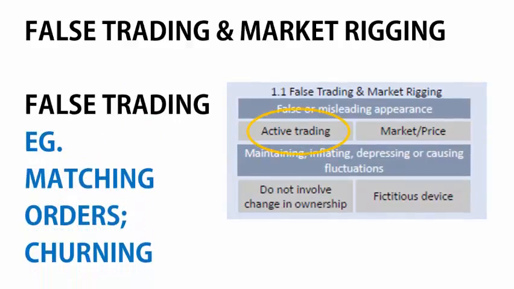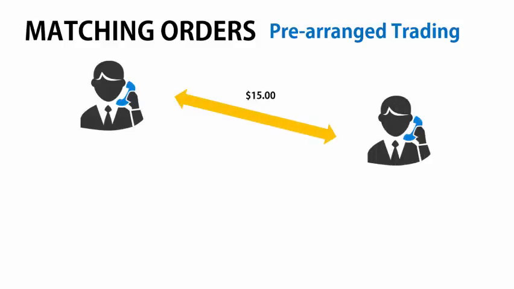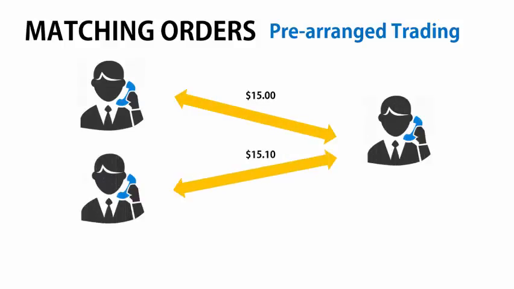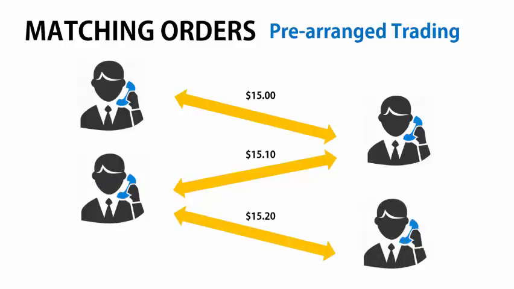In creating a false or misleading appearance of active trading, we have 2 examples. One is called matching orders and the other one is called churning. What are matching orders? Matching orders has another name, which is pre-arranged trading. Essentially what happens is colluding parties will call each other to decide on the same price and volume to trade. And when this happens between colluding parties, you can see that the price can be influenced this way.